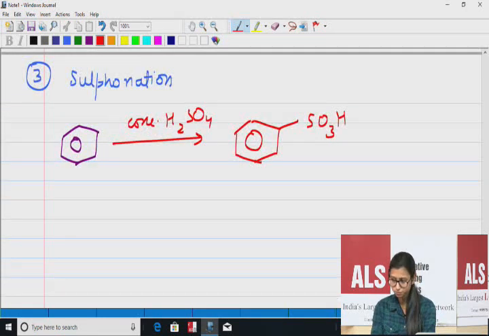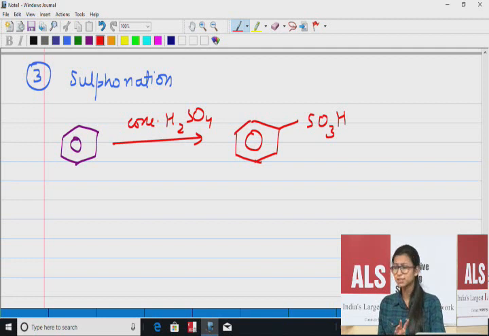Now the very important mechanism we'll do right now. The mechanisms which are not important, we will not write. But nitration I will tell you again at the end of the class. This is clear? A benzene is there, concentrated H2SO4 is there. So always remember, if H2SO4 is there, you have to do sulfonation. When H2SO4 and nitric acid are there, we perform the nitration, right?